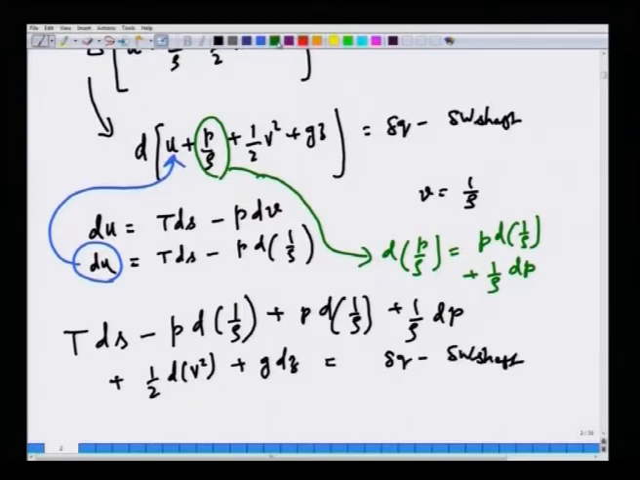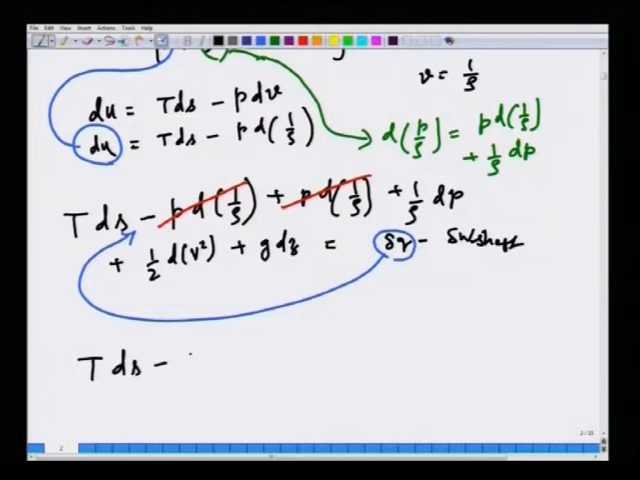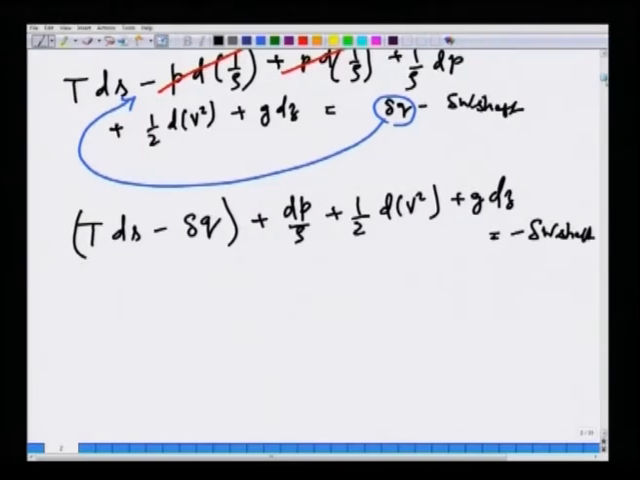Now, these two terms will cancel each other, and I am going to bring the del q to the left side to get T ds minus del q plus dp by rho plus half dV squared plus g dz is minus del w shaft. The second law of thermodynamics tells you that this term is always greater than or equal to 0. This is the second law of thermodynamics.